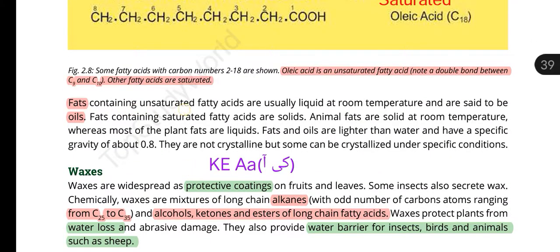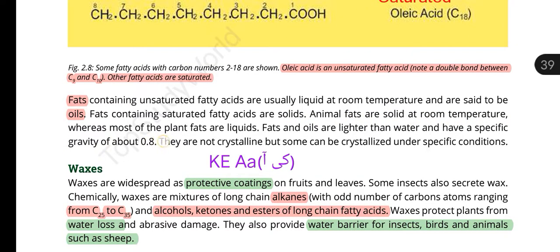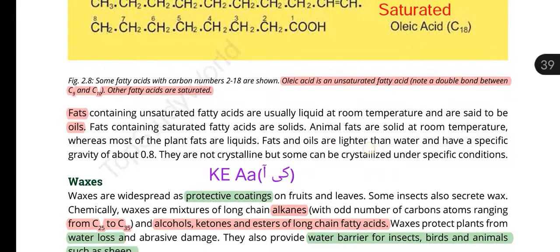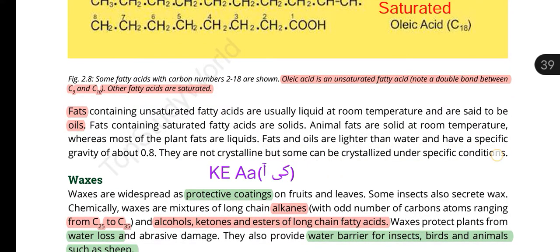Fats containing unsaturated fatty acids are usually liquids at room temperature and are said to be oils. Fats containing saturated fatty acids are solids. Animal fats are solid at room temperature, whereas most plant fats are liquids. Fats and oils are lighter than water and have a specific gravity of 0.8. That is a very important concept. They have less density as compared to water. They are not crystalline but can be crystallized under specific conditions.